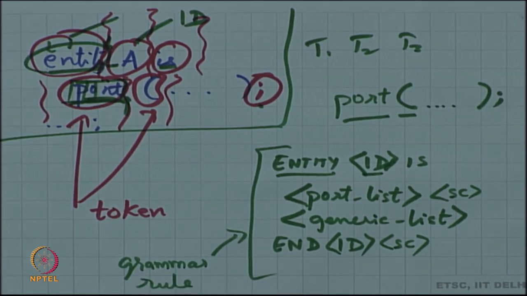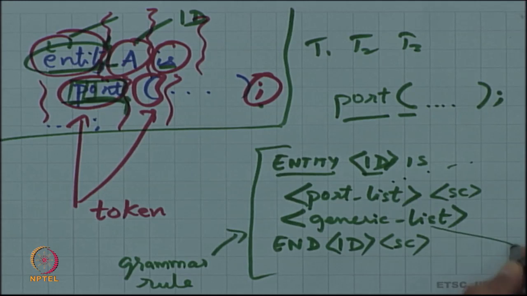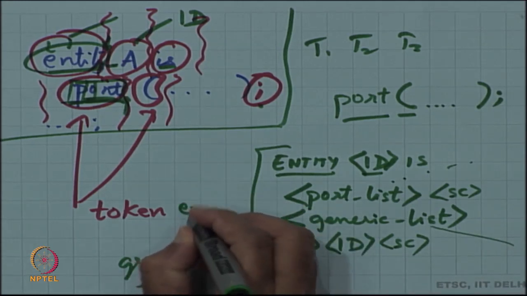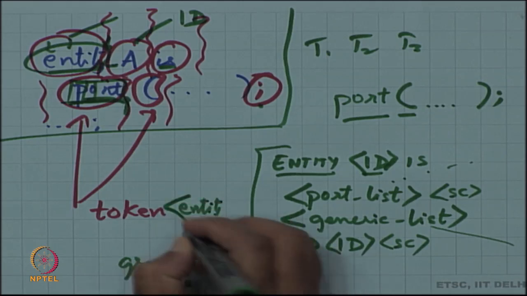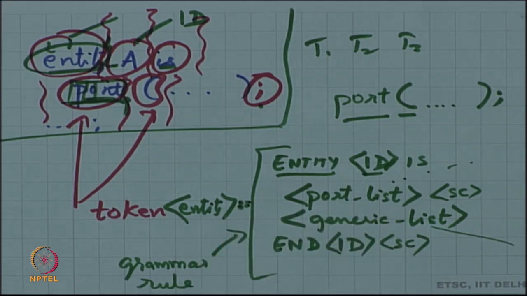This is one grammar rule of the language. It is worth going into a little more detail. This is of course not the complete description. What is the port list, what is the generic list, these two we have not defined. But this is the rule for an entity. Okay. This is one rule of the language.